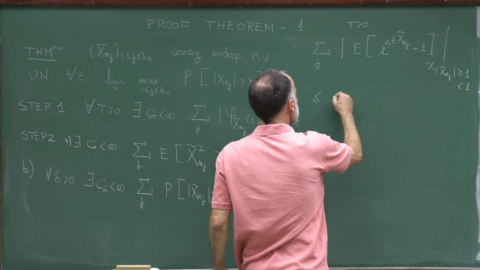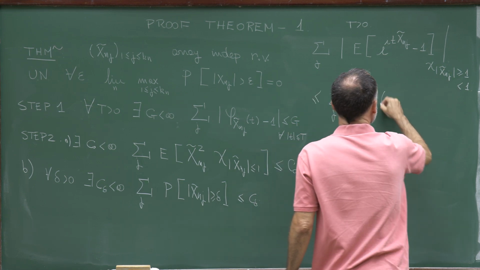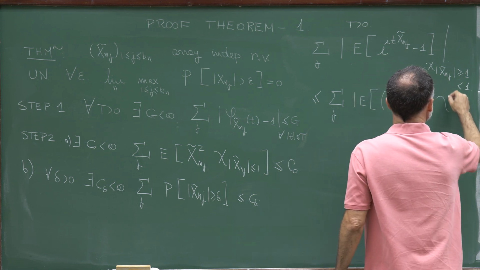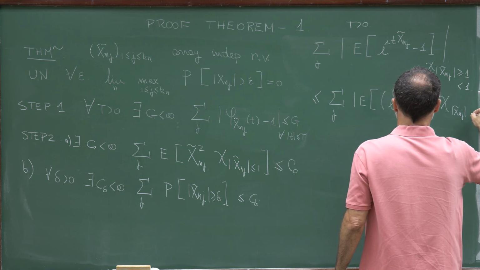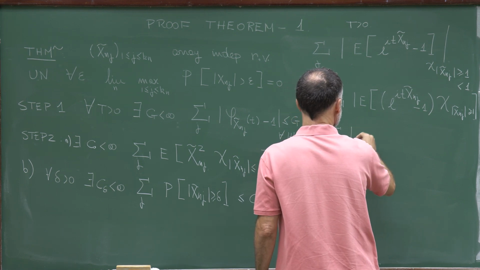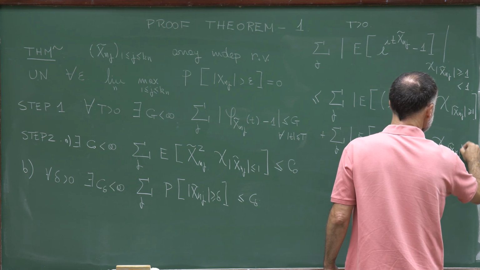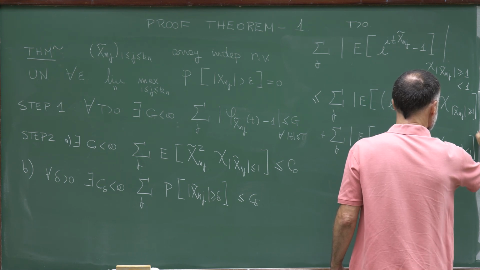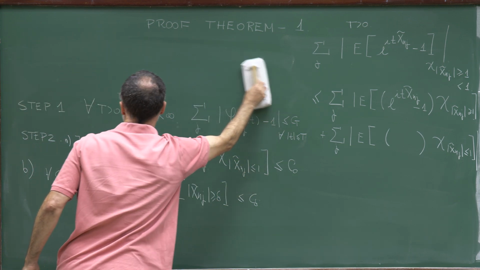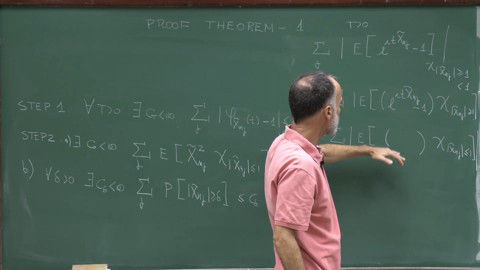And I will bound the sum by two sums. The first one is the expectation of exponential of i t x̃_nj minus 1, times the indicator that x̃_nj is larger than 1, plus the sum in j of the expectation of the same expression, but now where x̃_nj is less than 1. So let me consider first the first one and then the second one. And maybe I need some space, so at this point let me erase the statement of the theorem, and I'll bound first this one, and then I'll bound the second one.